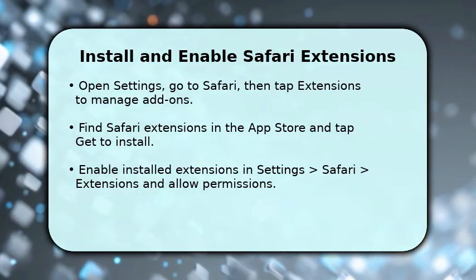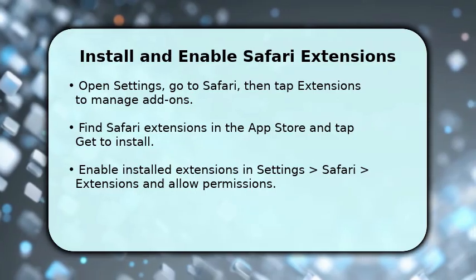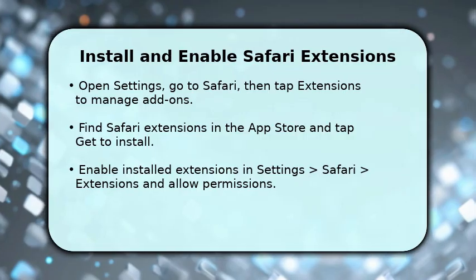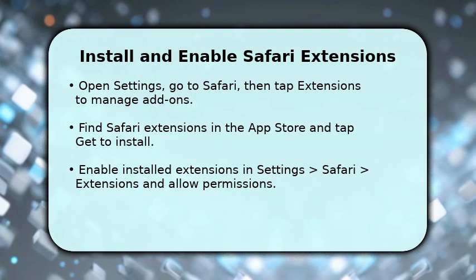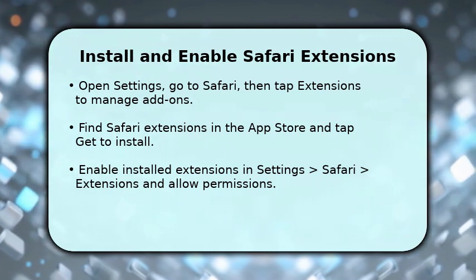After installation, return to Settings, open Safari, then Extensions to enable the extension toggle. Review and grant any requested permissions, such as content blocking or data access. Relaunch Safari and test the extension by visiting a site where the extension should act.